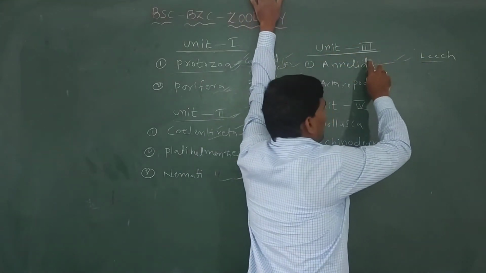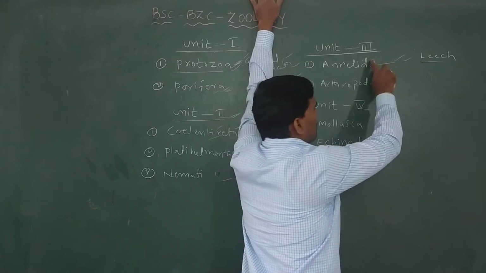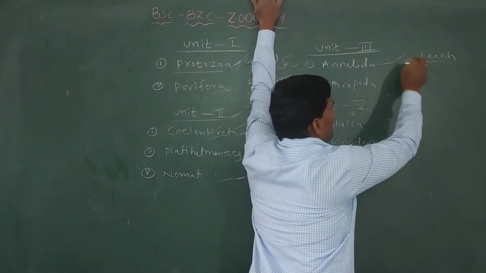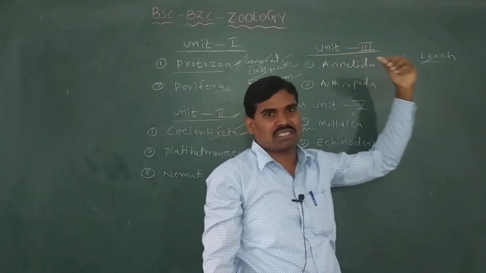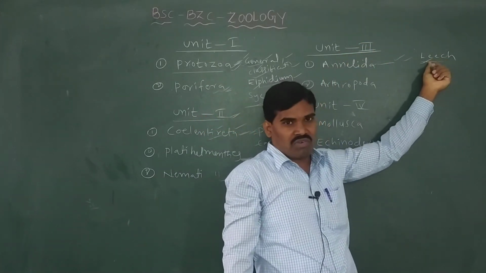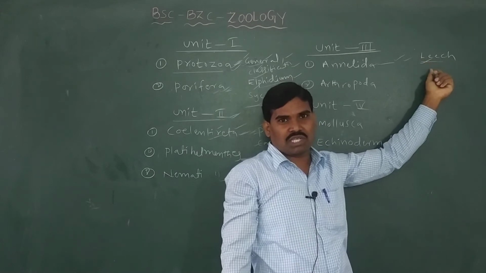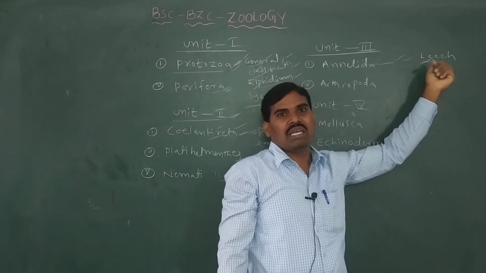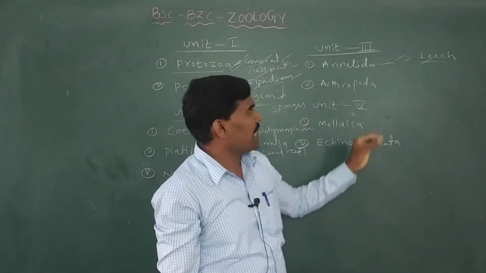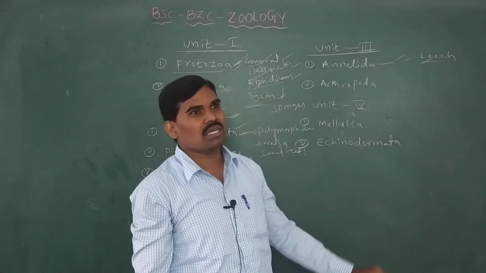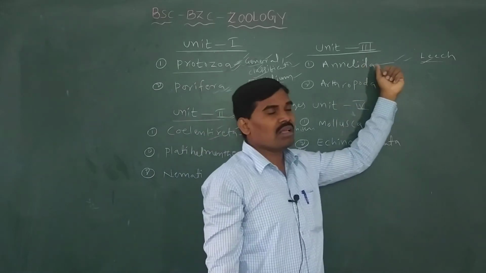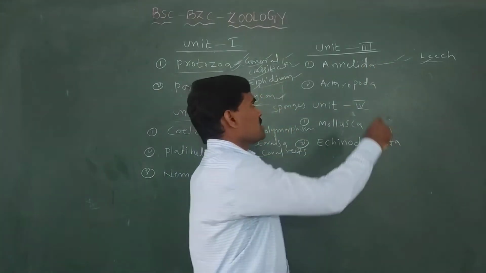First of all, the Annelida phylum general characters and classification. Next, the type study, leech: external morphology, digestive system, circulatory system, nervous system, reproductive system, and coelom and coelom ducts. These topics explain these chapters.